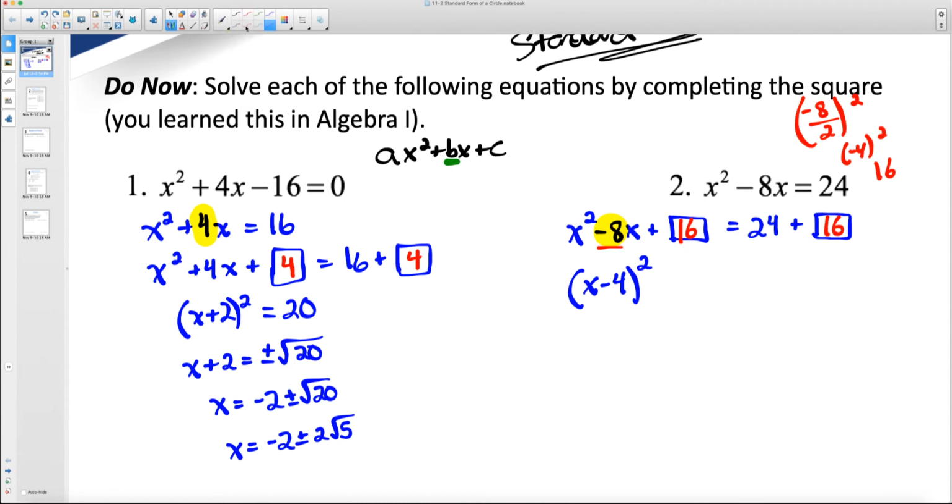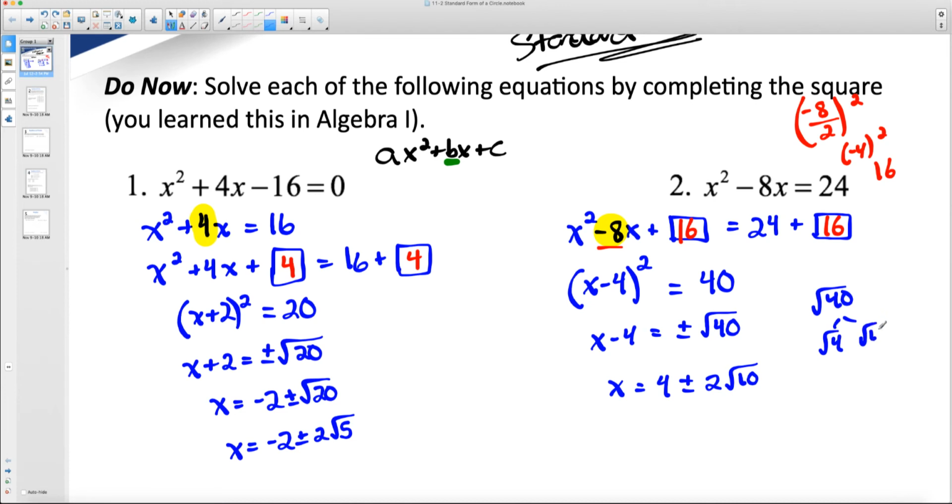And then we'll go ahead and add 24 and 16, so 40. Okay, we'll solve this out. x minus 4 equals plus or minus square root of 40. And then move the 4 over. And we'll break down that radical 40 to be 2 radical 10. So square root of 40, square root of 4 times square root of 10, that becomes 2 radical 10. And then that is our answer solved out.